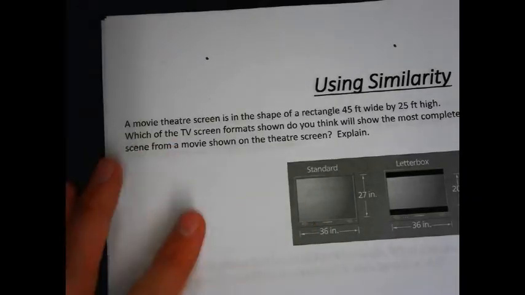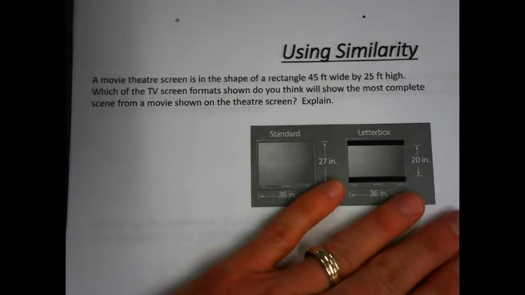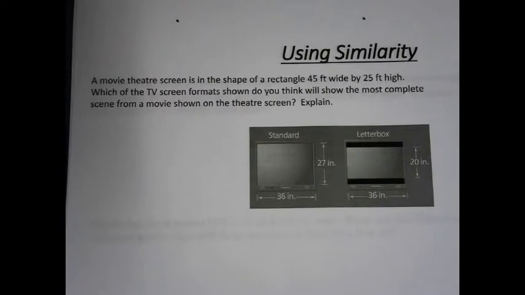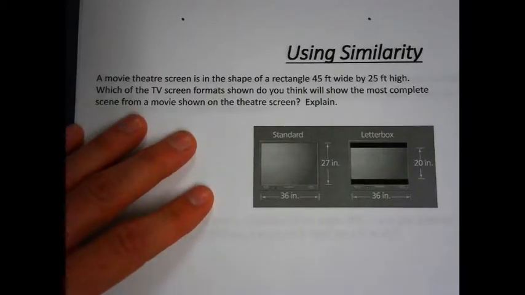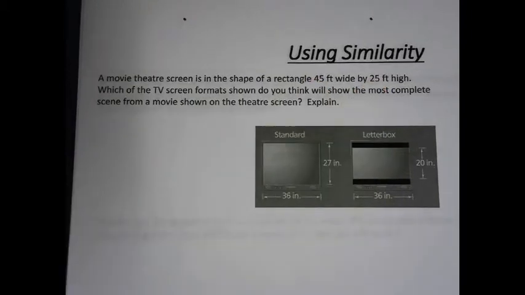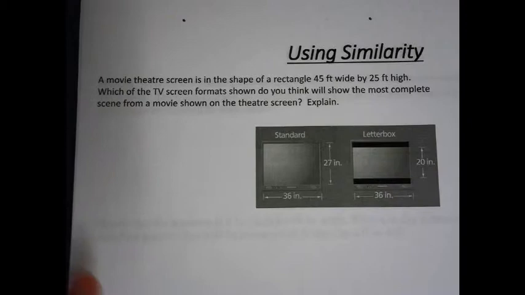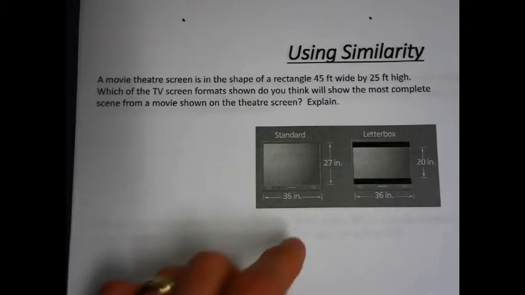Okay, so we're going to understand similarity, and we're going to use scale to do it. This is probably hard to see, so I'll explain what's going on. The problem reads, a movie theater screen is in the shape of a rectangle, 45 feet wide by 25 feet high. Which TV screen format will show the most complete movie from the theater?